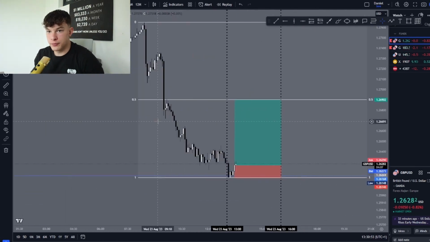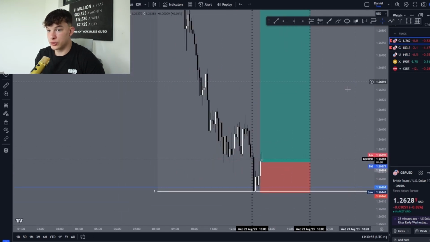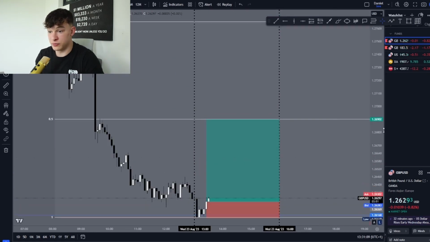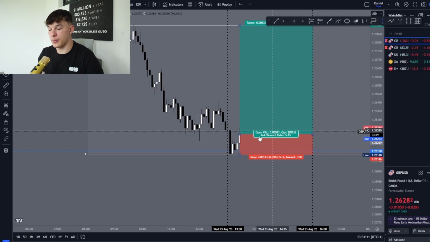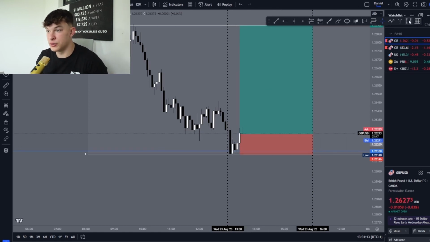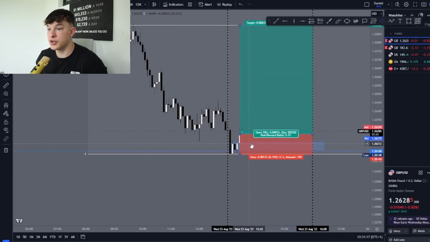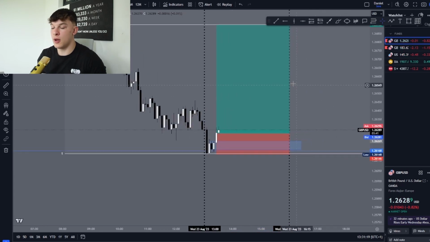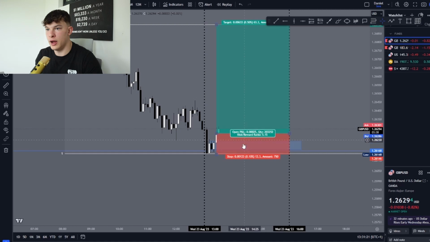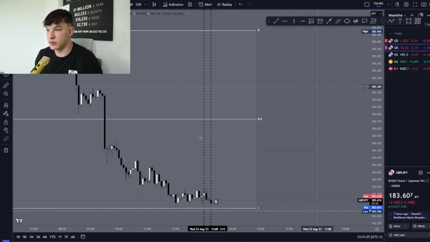Okay, so GU is swept. It's broken structure on the 5-minute. It's a decent risk to reward for level 5, so I may potentially, if we get a rejection off of the order block here, if we get a rejection and a break of structure out of this, I may go long. Just using super small risk because we've got such a high risk to reward. And it is a pretty risky trade.